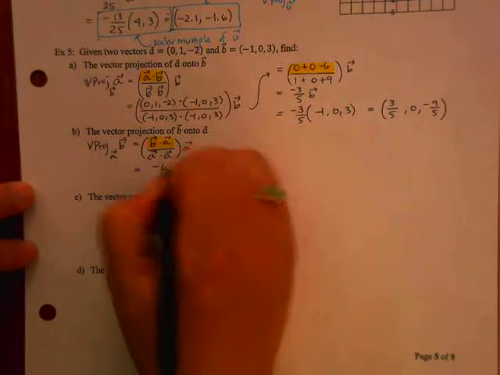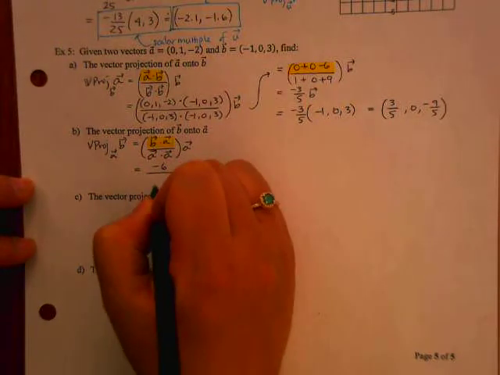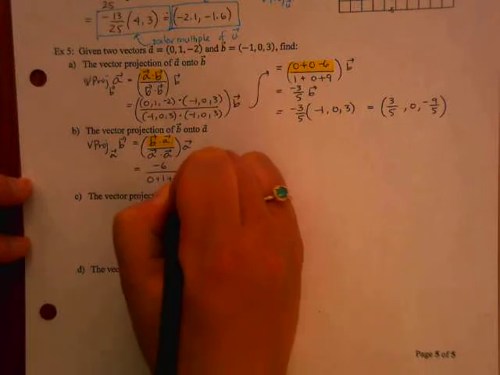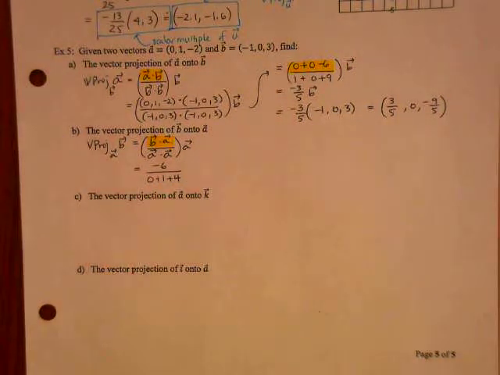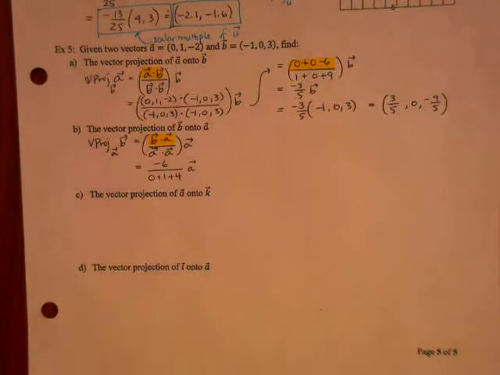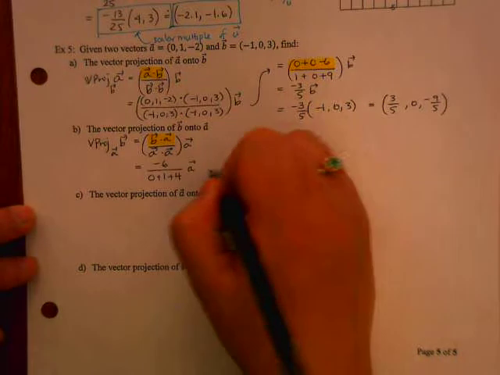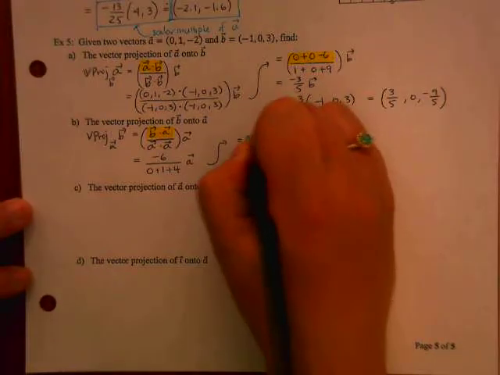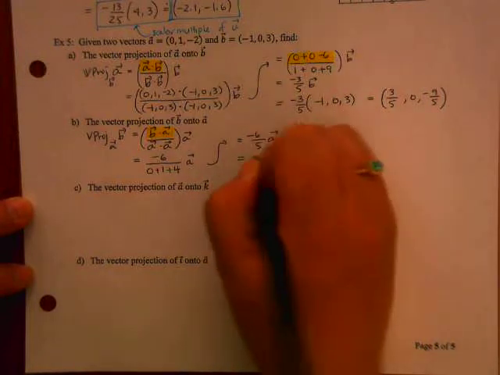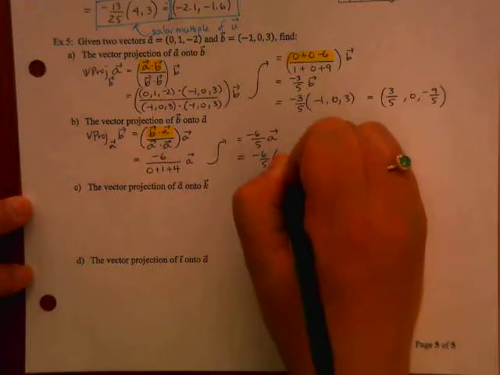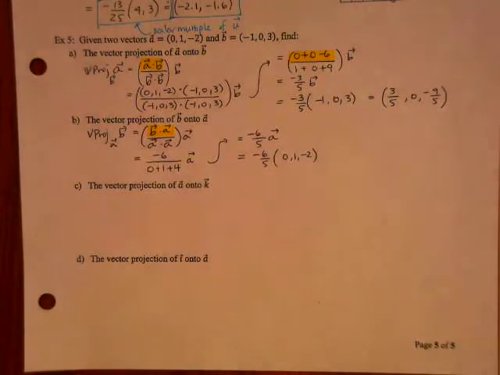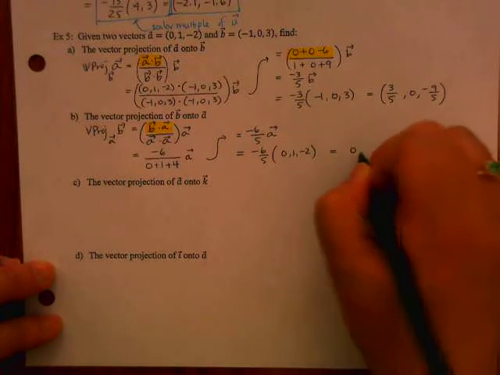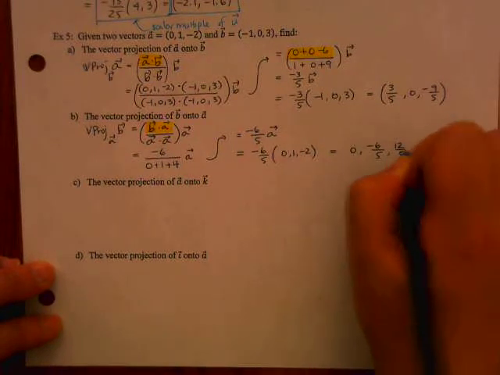So it's -6 over the dot product of A with itself, which is 0 plus 1 plus 4, in the direction of vector A. So as a scalar multiple of the vector A, it's going to be -6 over 5. But again, in component form, we should multiply this into the components. And we end up getting our final answer, (0, -6 over 5, 12 over 5).